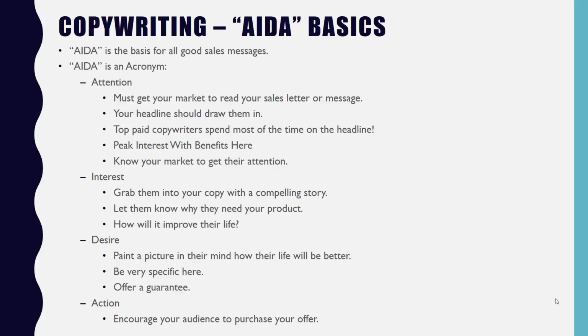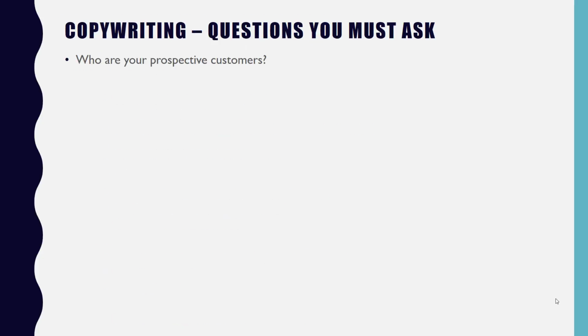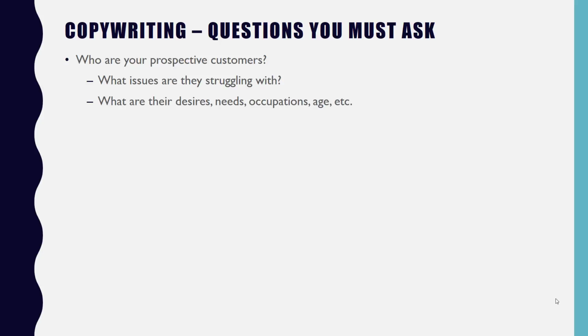You can review this, come back to this, but as you create your copy, make sure you keep in mind the AIDA formula. As you're creating your copy as well, there are some questions you want to ask. Now, we talked about it as we went into knowing your target audience. We talked about, as you're creating your product outline, knowing who you're creating your info products for, but you want to know who are your prospective customers. What issues are they struggling with, and how can your product benefit them? What are their desires, their needs, their occupations, their ages? Understanding these things help you become a more effective copywriter.